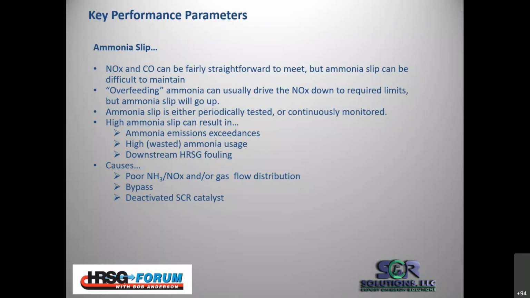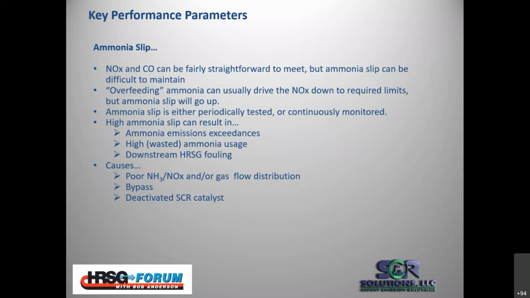That could be something somebody tries to do to maybe get under a permit limit, but it's never a good idea, because if your ammonia slip as a result of driving that NOx down is high, you're going to have 3 basic problems. You're going to have ammonia emissions exceedances if you do have a permit limit on ammonia, which most utilities do. You're wasting ammonia, and our first case study is going to talk about HRSG fouling.